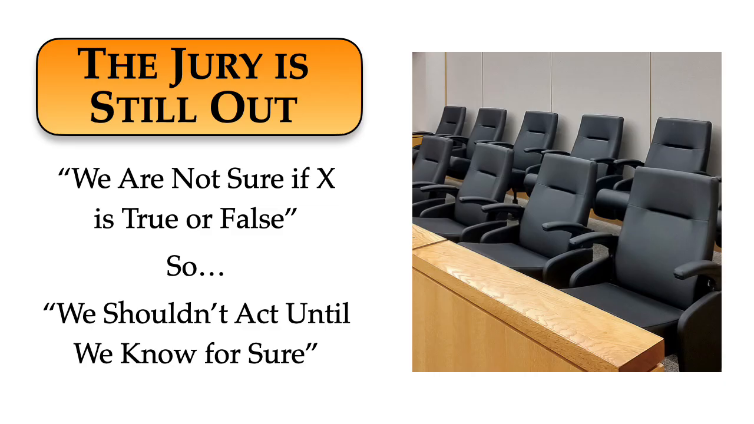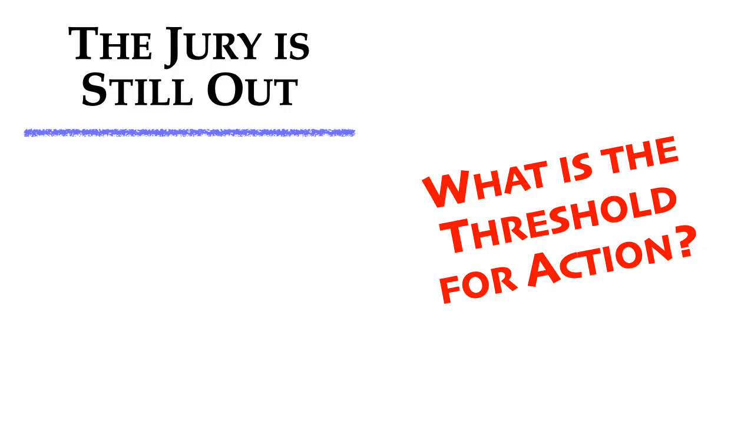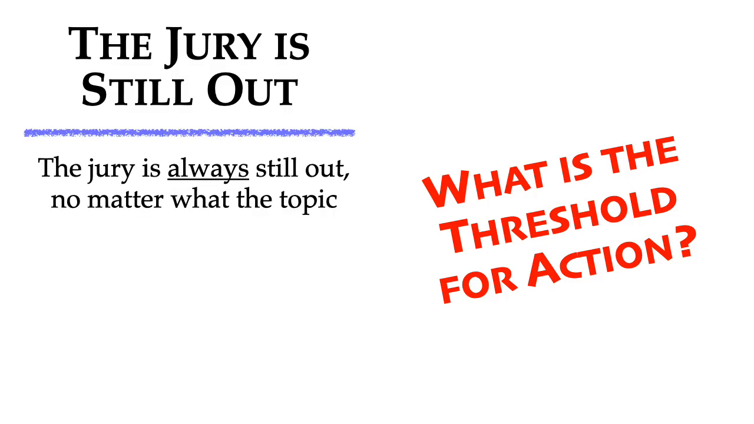Okay, here's another fallacy. The jury is still out. Sometimes this is the best conclusion, but other times it can cause serious problems. The question is not whether we know for sure. The question is, what is the threshold for action? So the jury still out is saying we are not sure if X is true or false, so we shouldn't act until we know for sure. This can cause a lot of difficulty. So, what is the threshold for action?